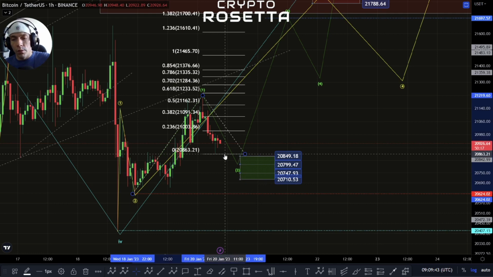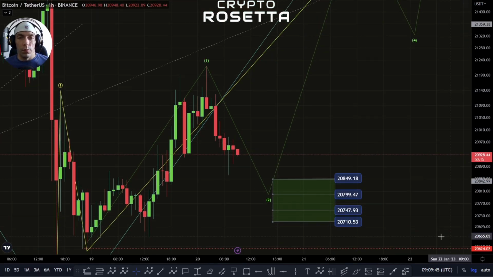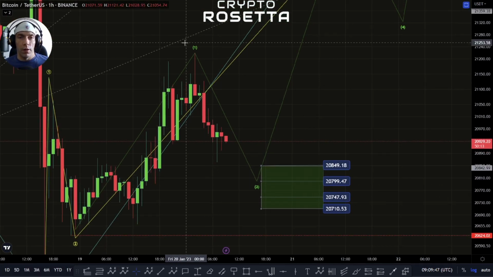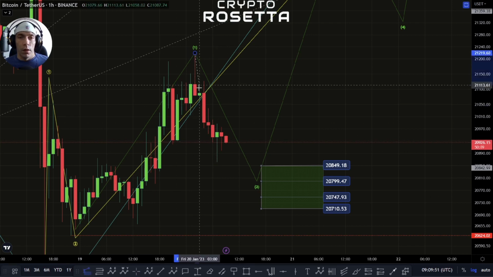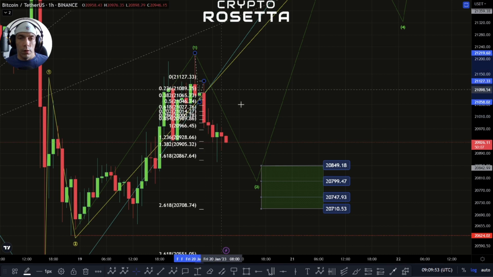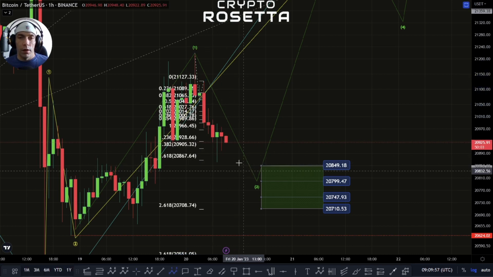So that's what I'm currently looking at within this structure. And if we have a look, basically this has reached the impulsive area. If we come down into this low, go into there, we can see we've actually hit this 1.618. So I'd be anticipating another leg to this.